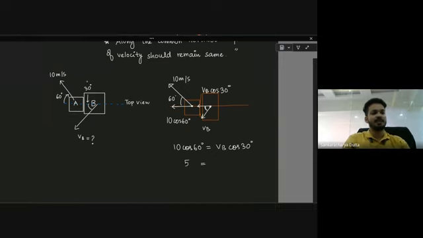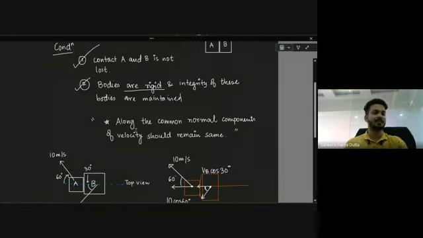So 10 cos 60 is 5, and VB cos 30 is VB times root 3 by 2. So VB is 10 by root 3. This is absolutely correct. 10 by root 3 is the correct answer. If you have any doubt, feel free to ask.